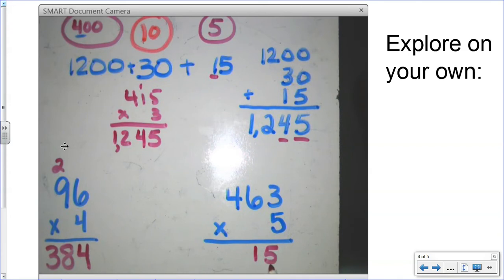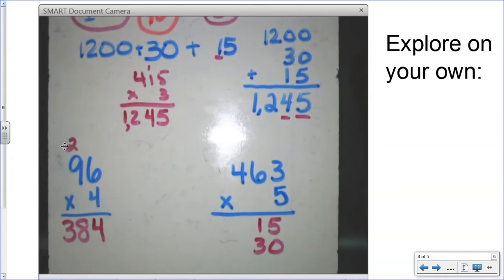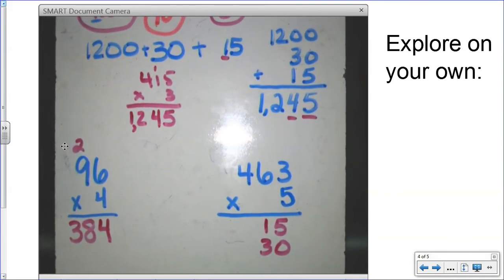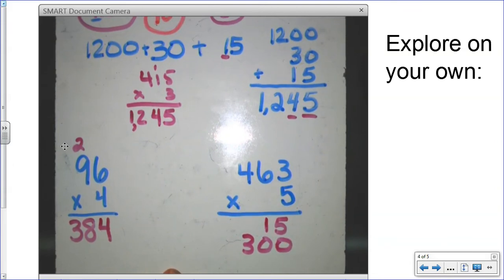Well, 30 tens does not look like this. That's 30 ones that I've just written on this board. To have 30 tens, I need to move over a place value. So 30 tens looks like this, 300. Then I have 4 hundreds times 5. That's 20 hundreds, or 2,000.